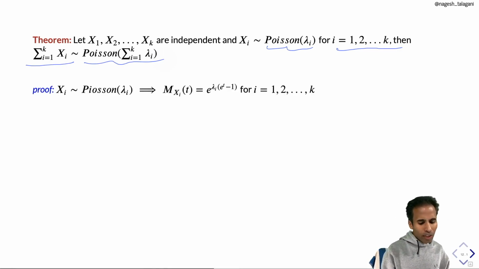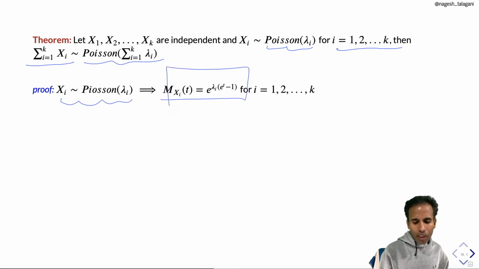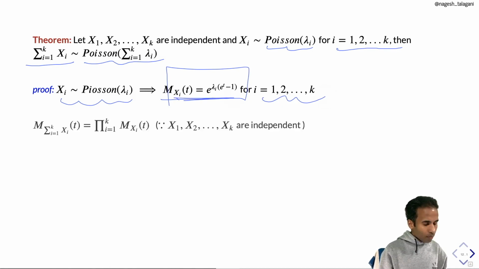Okay, here Xi follows Poisson with the parameter lambda i. That means the MGF of Xi is going to be e power lambda i times (e power t minus 1) for i equal to 1 to k, because we know what the MGF of a Poisson distribution is. So we can write this. Now the MGF of summation Xi from i equal to 1 to k at t is going to be the product of the MGFs of Xi at t for i equal to 1 to k, since X1, X2, ..., Xk are independent.